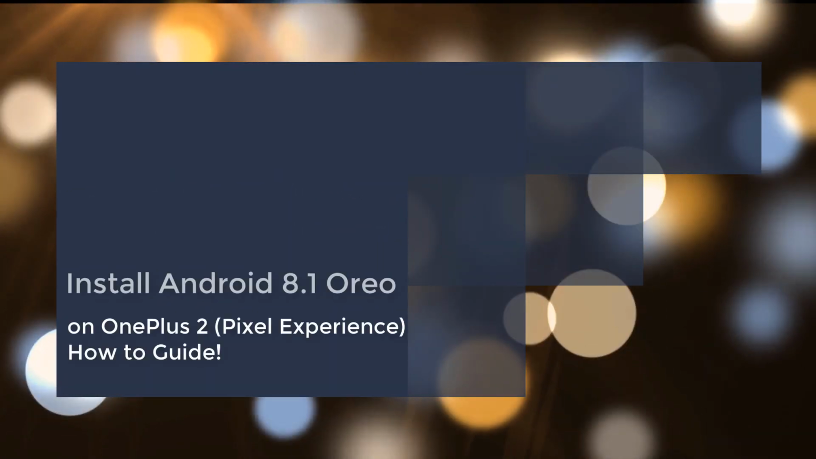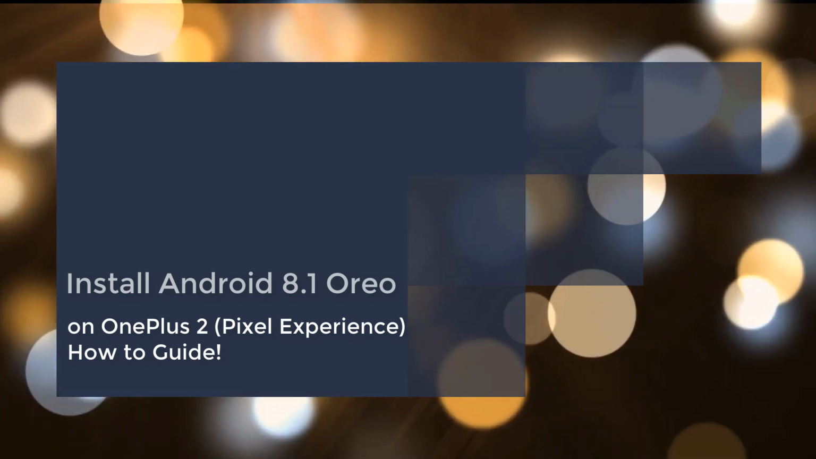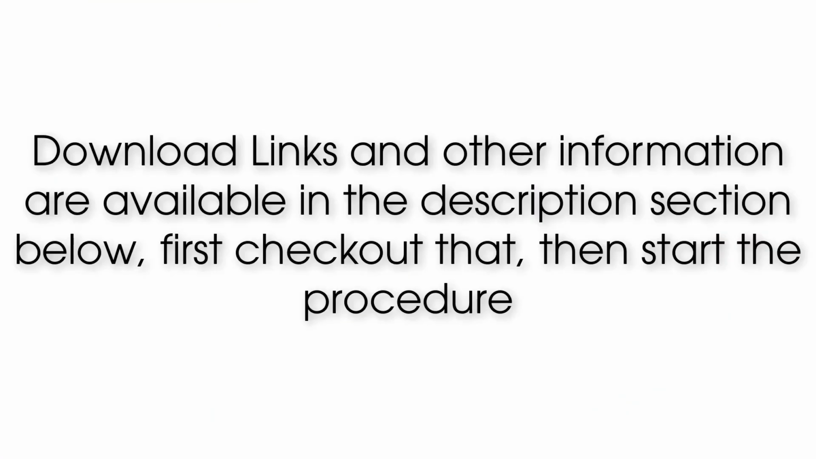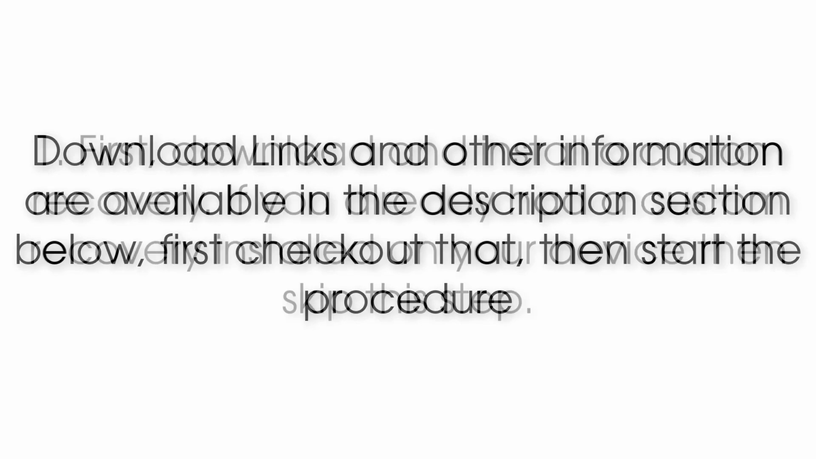Install Android 8.1 Oreo on OnePlus 2 via Pixel Experience ROM. Download links and other information are available in the description section below. First check out that, then start the procedure.